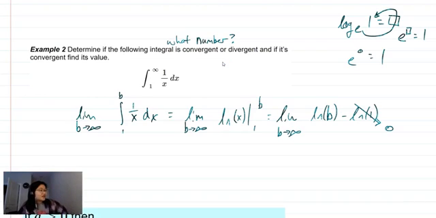Okay, so we have natural log of b, and b goes to infinity. So what's the end behavior of a natural log? It keeps on going up into infinity. So what we get is infinity, which does not exist. So then this integral is divergent.